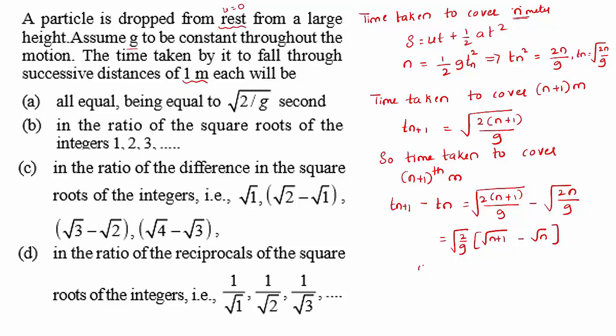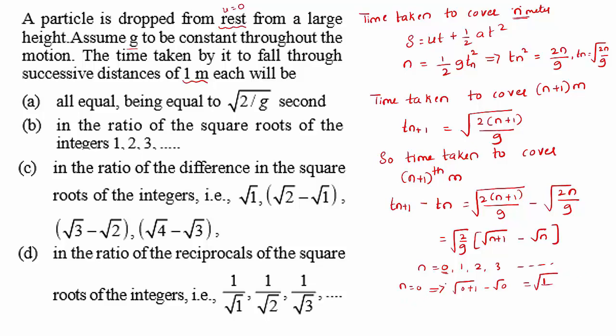For example, I am going to take n equal to 0, 1, 2, 3 and so on. Substitute the values in the above equation. What can we get? Root of 2 by g is constant, leave it because g is also constant during its motion. So root of n plus 1 minus root of n. When I substitute n equal to 0, what is the value? In place of n, I write 0. So the first value is root of 0 plus 1 minus root of 0.